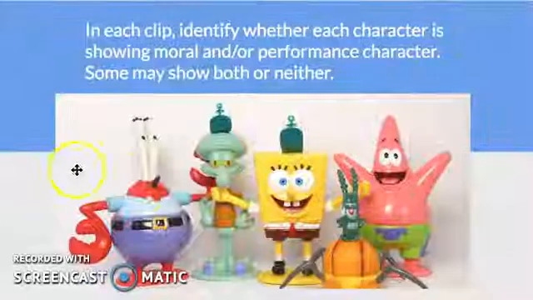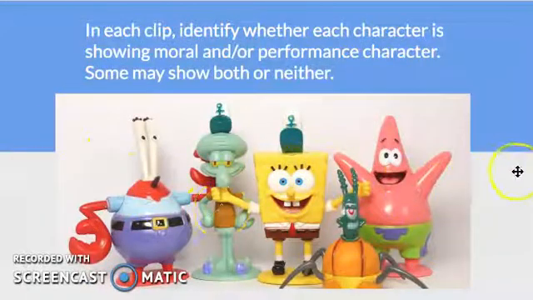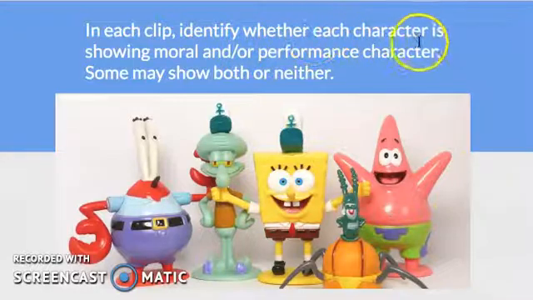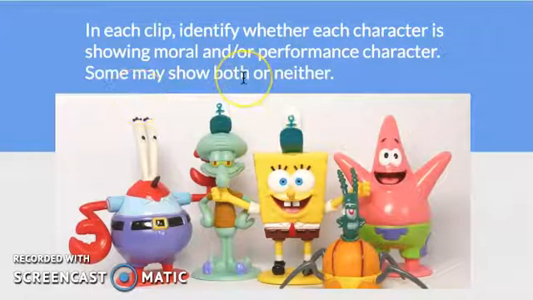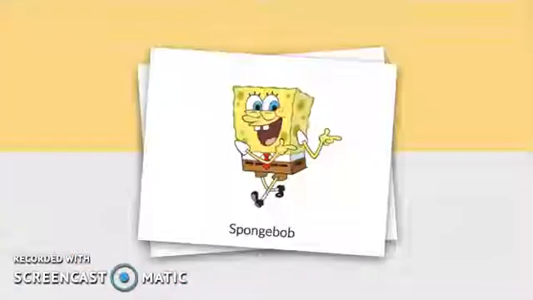So our activity is going to take a look at some SpongeBob clips, because I know that you guys all watch SpongeBob. And in each clip, I want you to identify whether each character is showing moral and or performance character traits. And some might have both, and some might have neither. So our first character is SpongeBob. Now right now, pause the video and think just about what you know about SpongeBob, what traits you think he's going to show more of, and then watch the clip and see what you come up with.